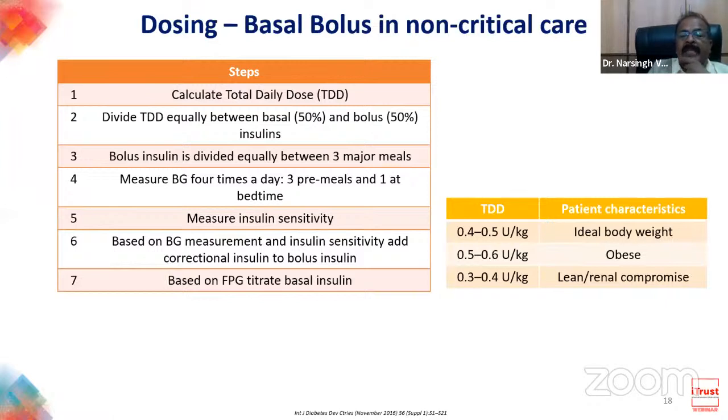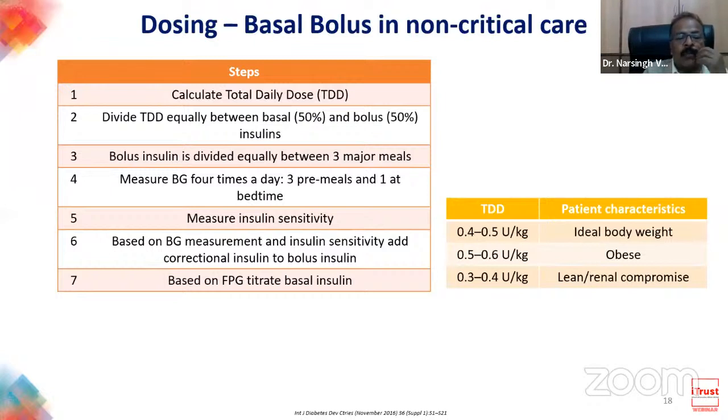Dosing basal bolus in non-critical care. The steps are: calculate the total daily dose, then divide the total daily dose equally between basal and bolus, 50% each. I said in the beginning, 50% basal is enough, and the bolus insulin is divided equally between the 3 major meals. So 50% bolus, 50% basal, and the bolus divided into 3 major meals.